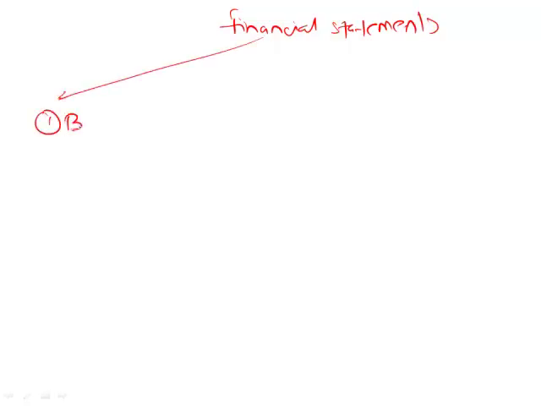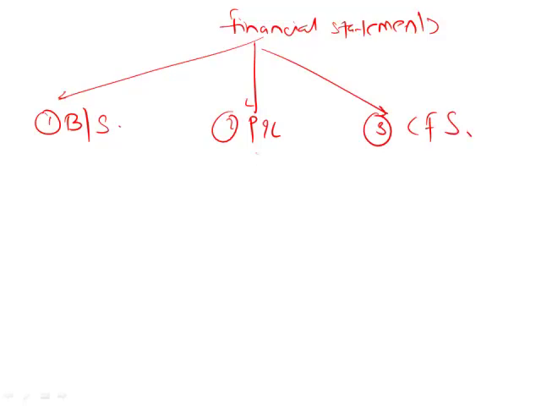Number one is your balance sheet, number two is your profit and loss account, and number three is your cash flow statement. Profit and loss account, we also call this the income statement. So what is a balance sheet?